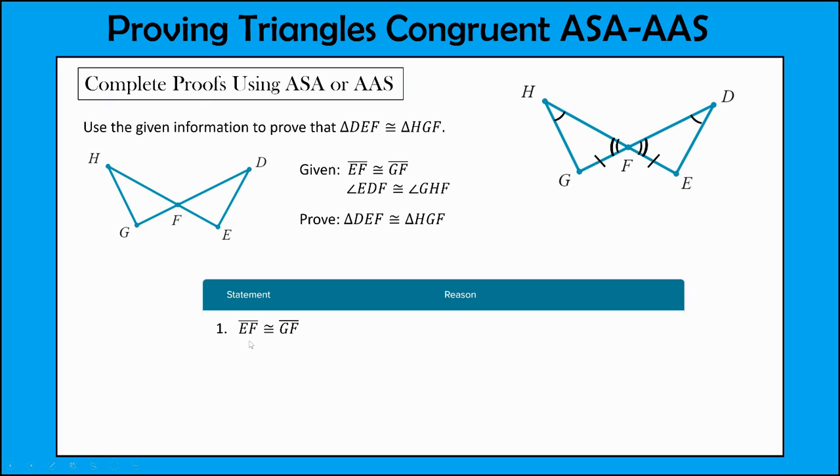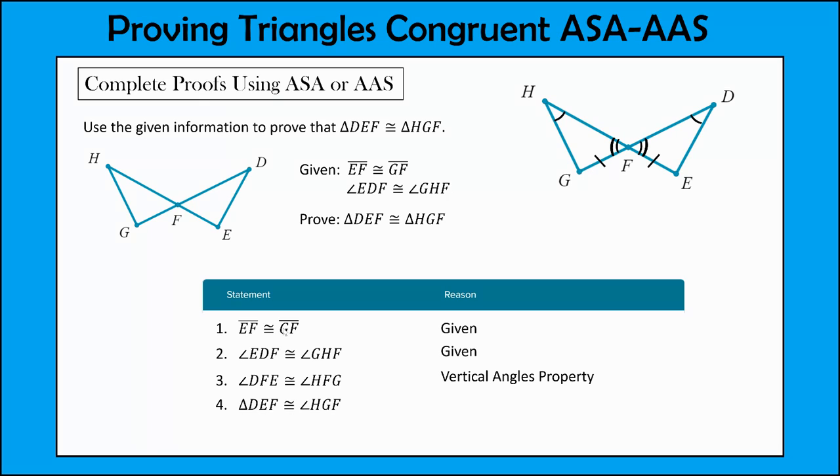Okay. So list what we know. EF congruent to GF. That was a given. Angle EDF is congruent to angle GHF. They gave us that. Angle DFE is congruent to angle HFG, vertical angles property. And that's the three pieces I needed. Since I have those entered in my proof, that's enough for me to say the triangles are congruent by angle, angle, side. Okay. All right. One more.